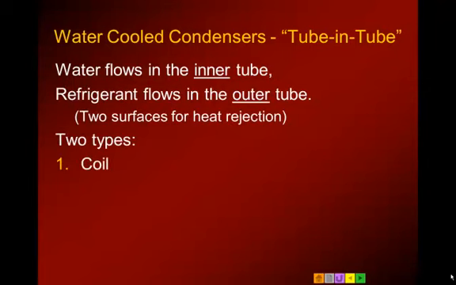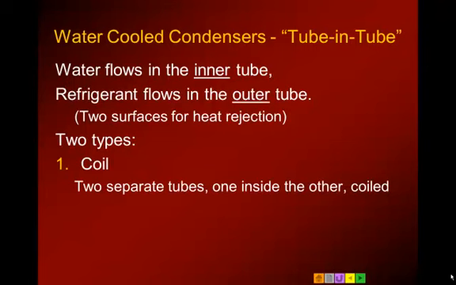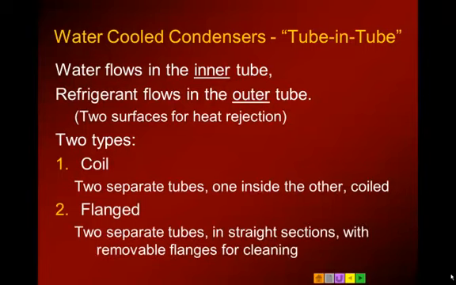2 types. Coil, 2 separate tubes, one inside the other, coiled up. That's why they call it a coil. Flanged, where there are 2 separate tubes in straight sections with removable flanges for cleaning.